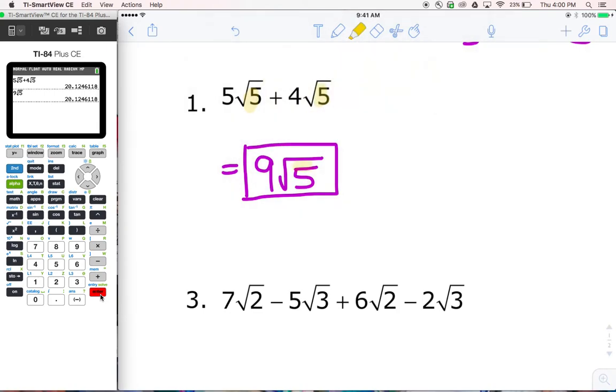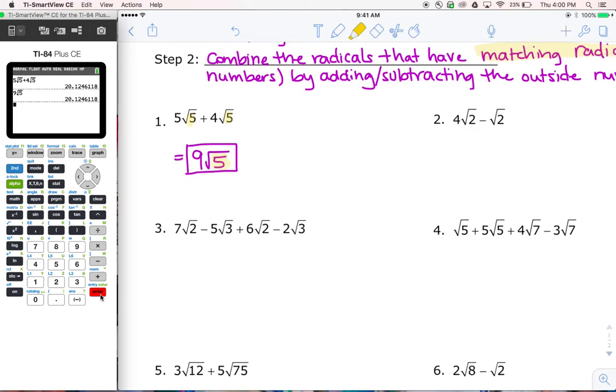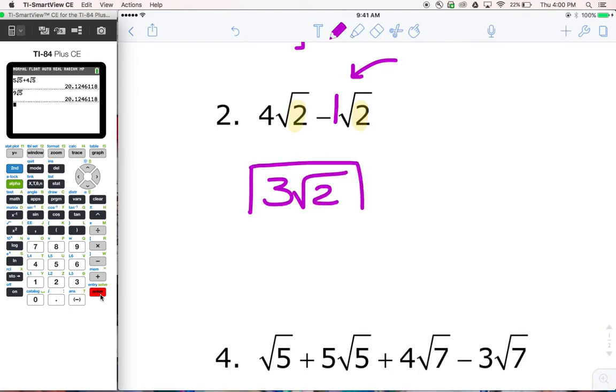All right, problem number 2 should be really quick. It's the same type of thing, only now we see that we've got subtraction. So on our paper, we've got 4 square root of 2 minus square root of 2. There's no number in front, we can pretend like the coefficient for that square root is 1. Since I have matching radicands, I can just add up the outsides. 4 minus 1 is 3, and I have 3 square roots of 2. Okay, that's the basic idea here, guys.